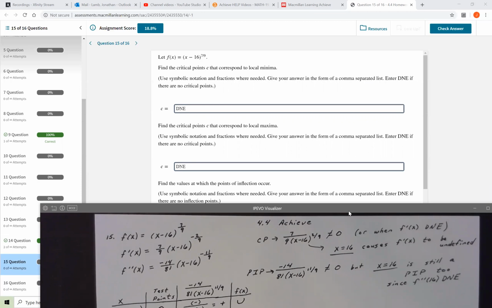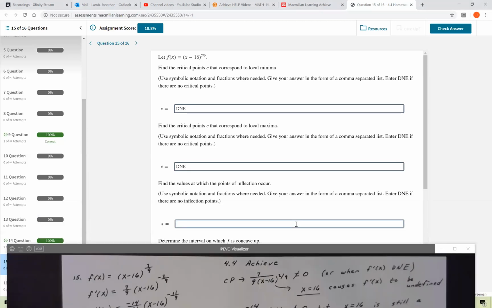So at which points did the inflection occur? Do they want us to put the whole coordinate? No, it's just x. Sometimes they want the coordinate, sometimes they just want the x value. So in this case, it's just the x value, and that was at x equals 16.